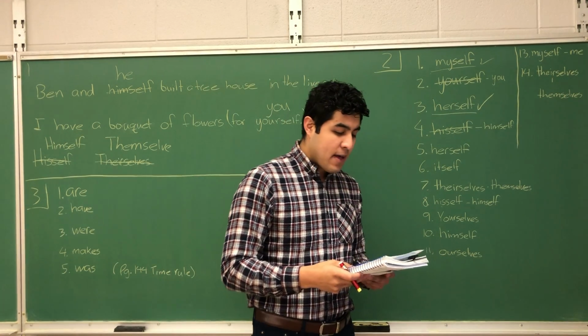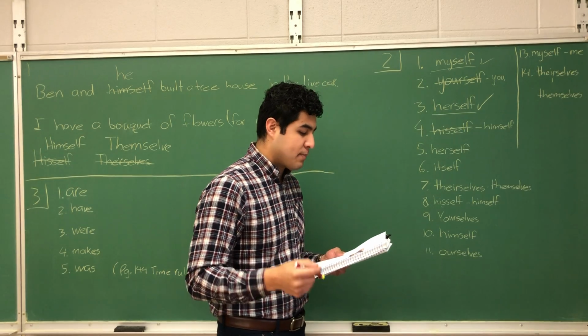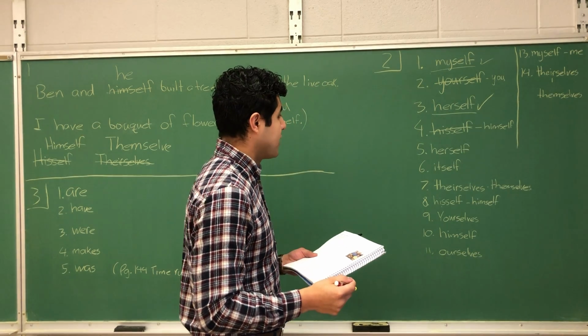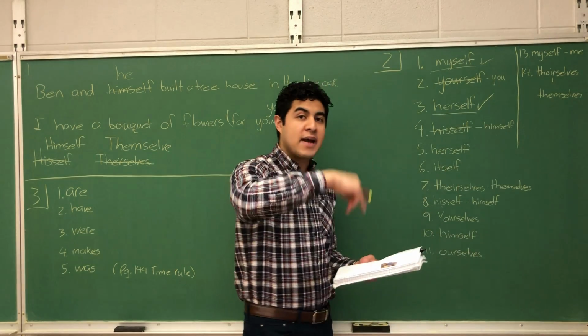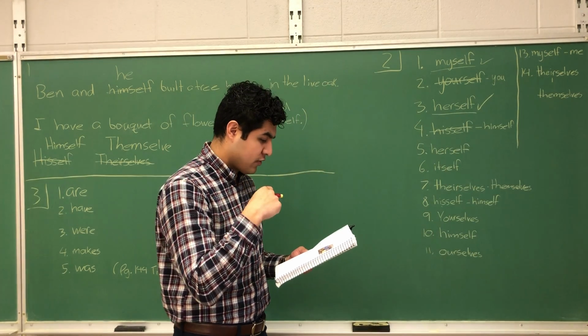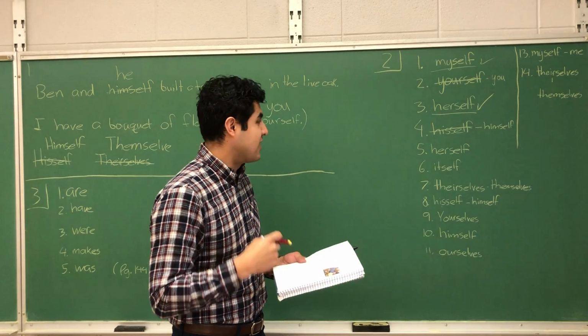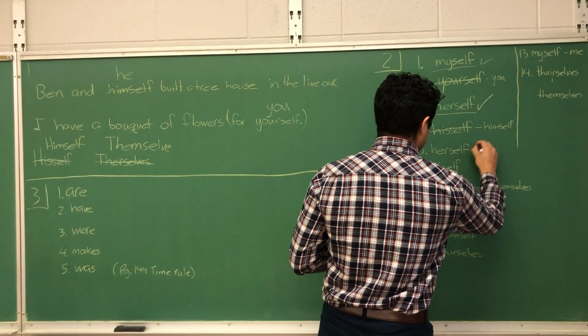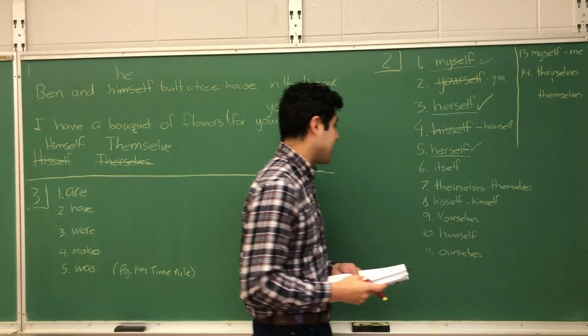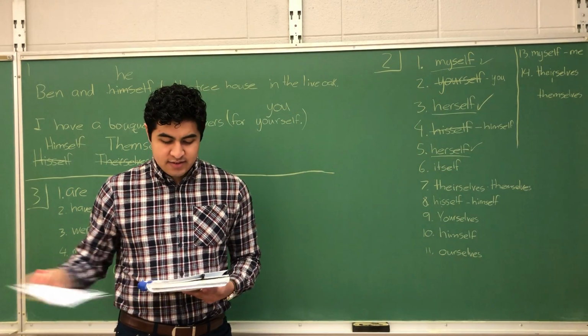Next, number 5. Madison gave herself away by laughing during the joke. Okay, here we see the compound pronoun herself is referring back to the subject, Madison. So that is the correct usage, so you could write correct on your blank.